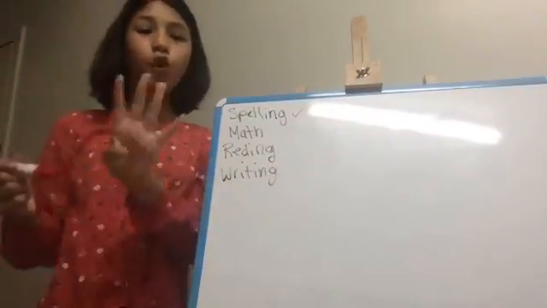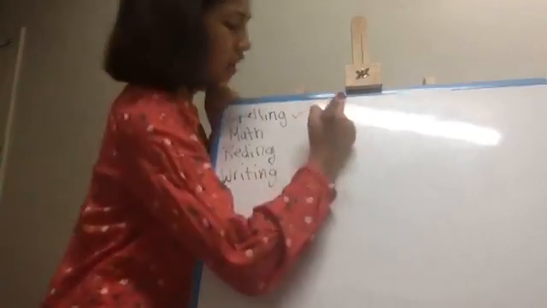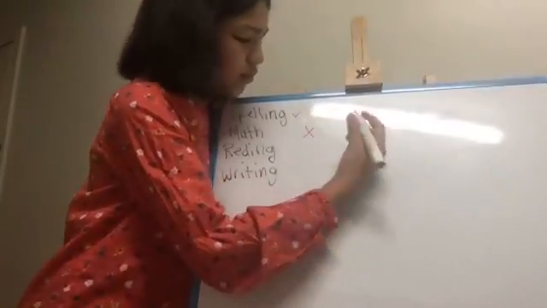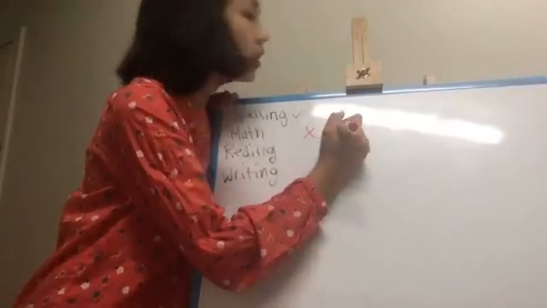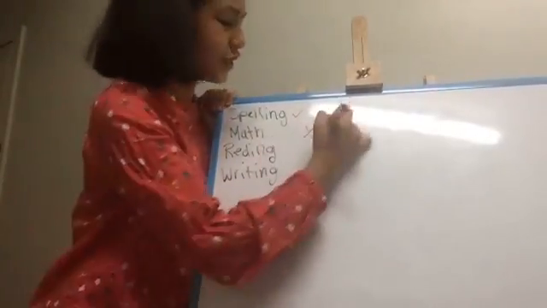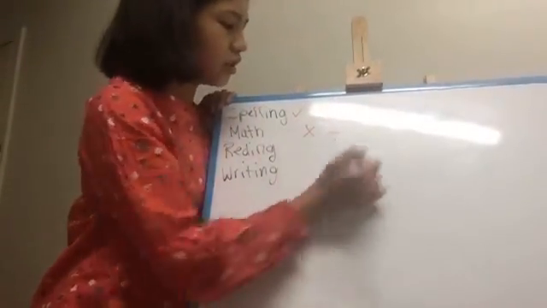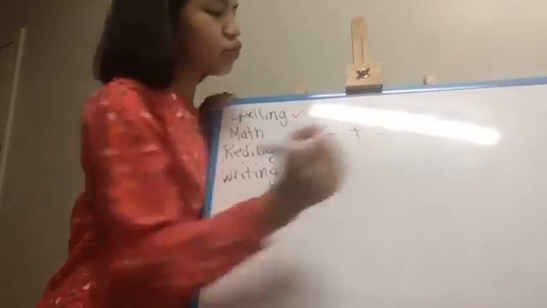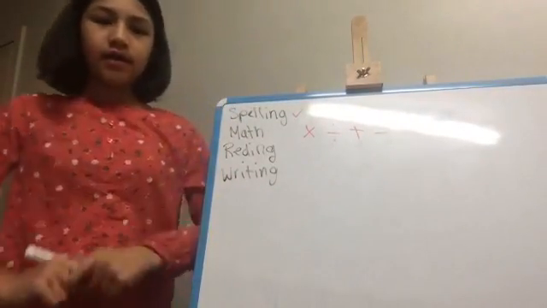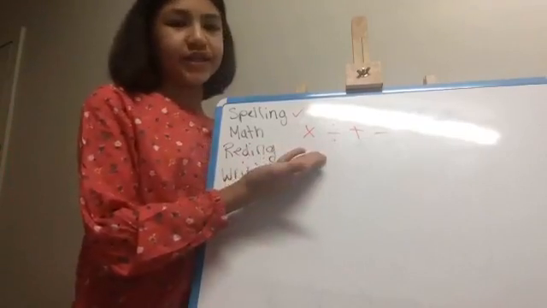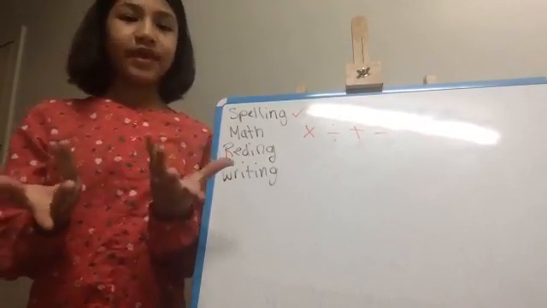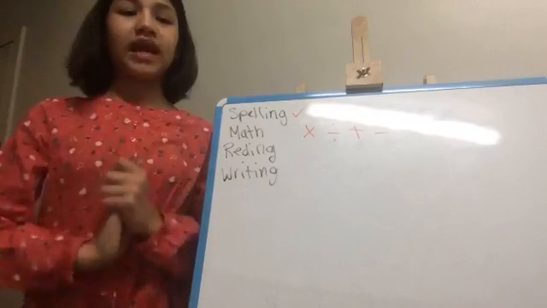There are 4 different operations: multiplication, division, add, and subtract. Multiplication is multiplying one number with another, and soon you will get your results.